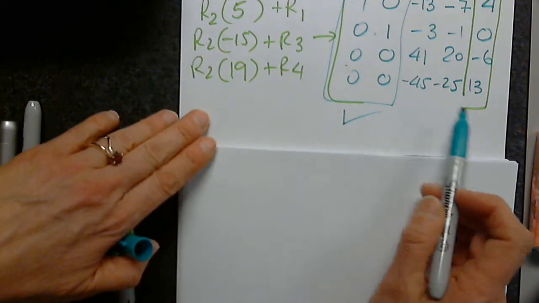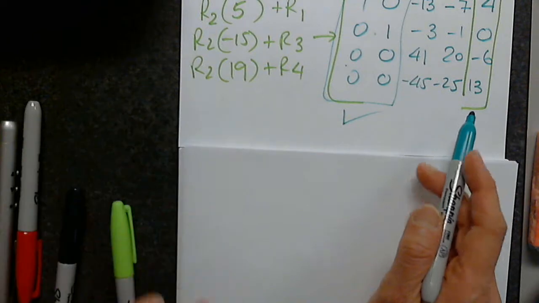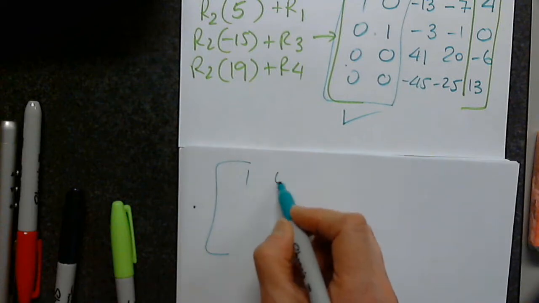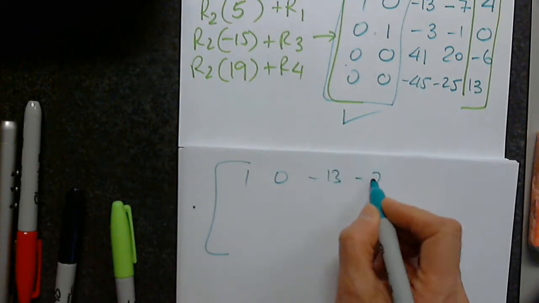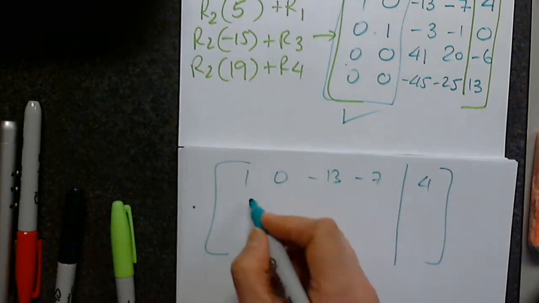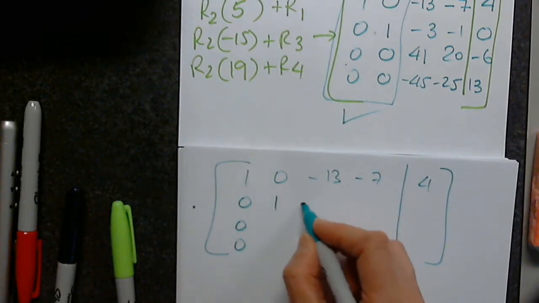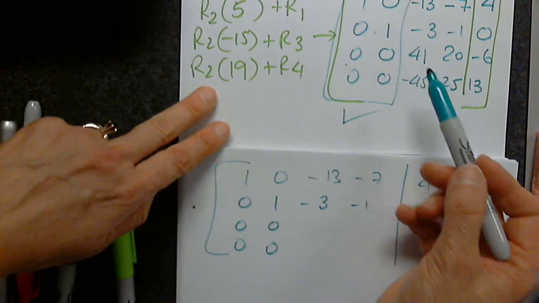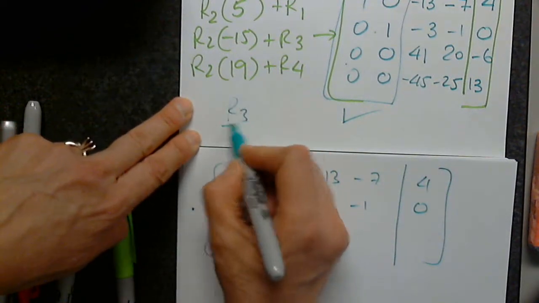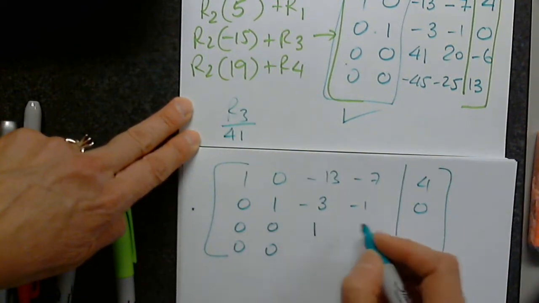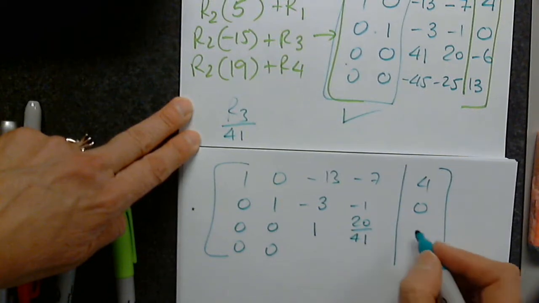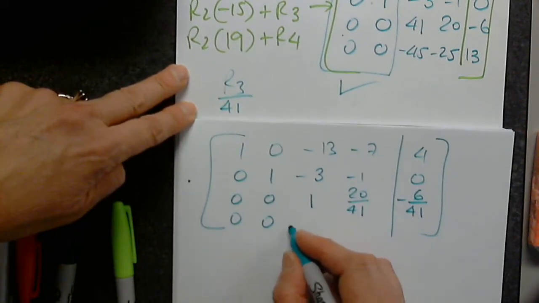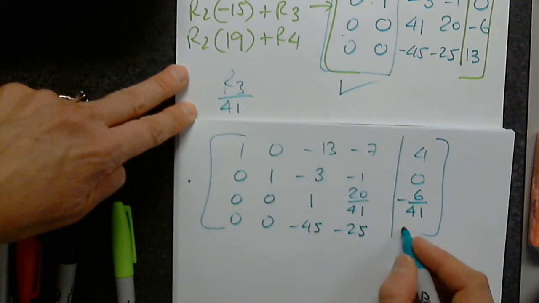So you kept up with the numbers, right? The numbers are correct? Okay, because that will be a big tragedy. So 1, 0, negative 13, negative 7, 4, 0, 0, 0, 1, negative 3, negative 1, 0, 0, 0. So I'm going to divide R3 by 41. 1, 20 over 41, negative 6 over 41, negative 45, negative 25, and 13.